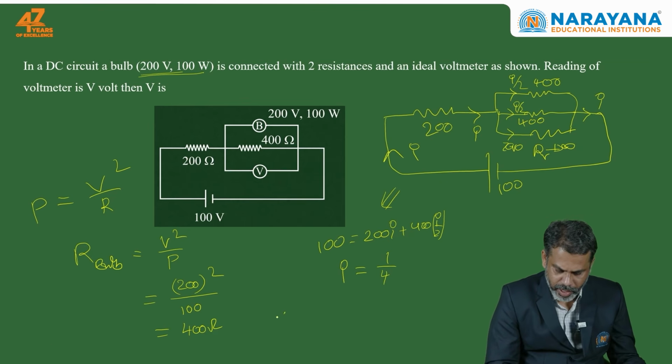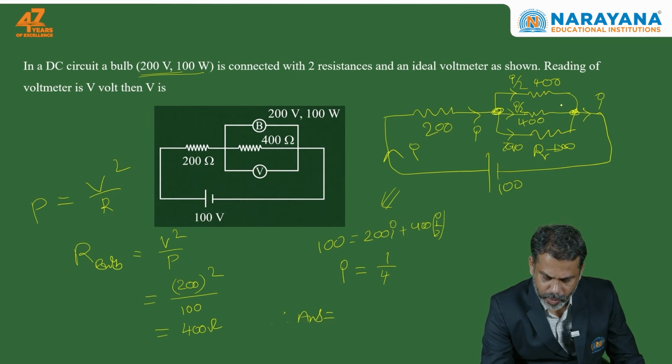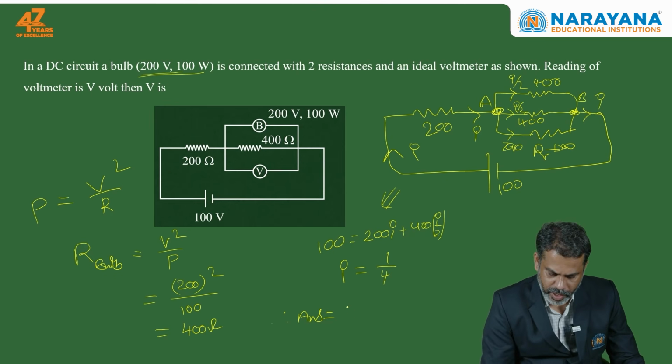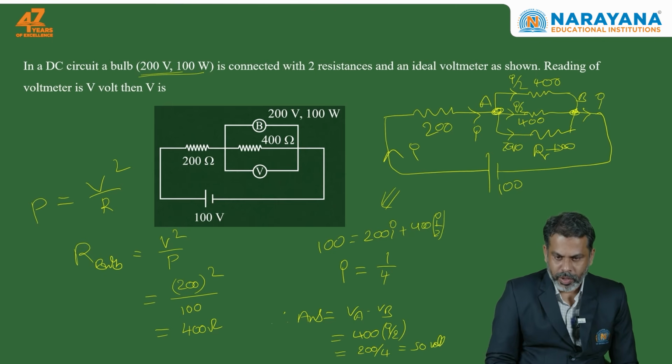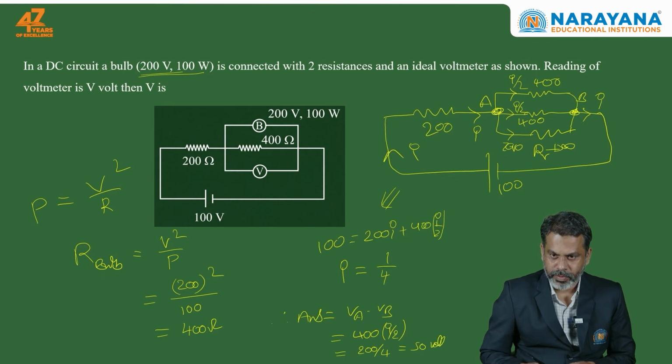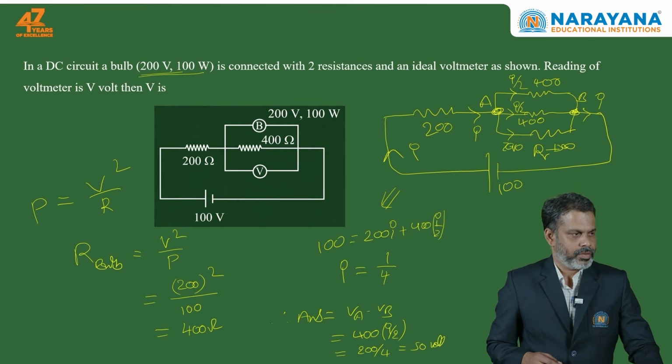So then the voltmeter reading is, my answer, the voltmeter reading, which is nothing but the potential difference between these two points A and B. If I say VA minus VB, which is nothing but 400 into I by 2, which is 200I, 200 by 4, which is 50 volt. I wanted to discuss this in front of you. Thank you.